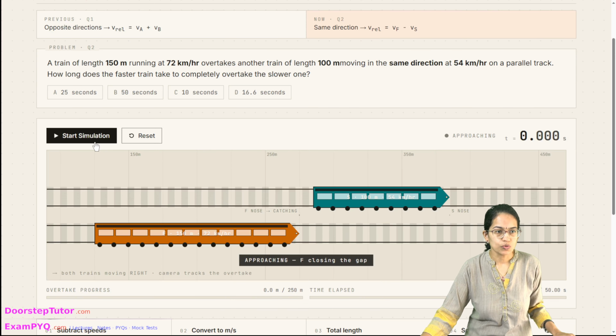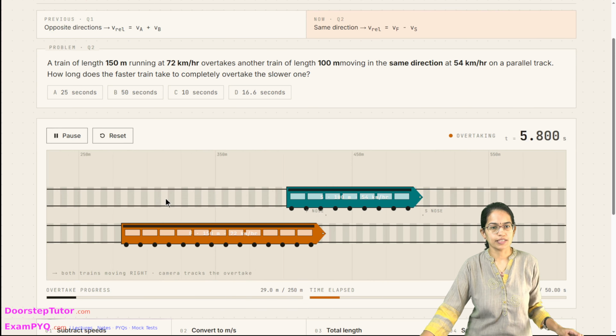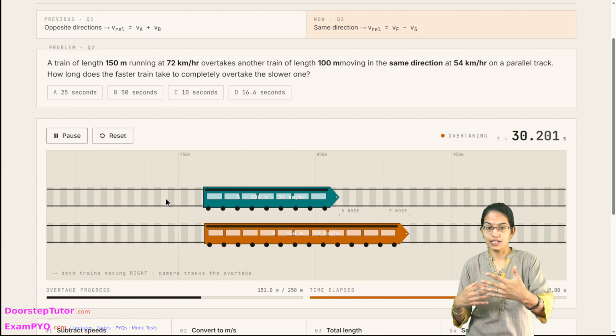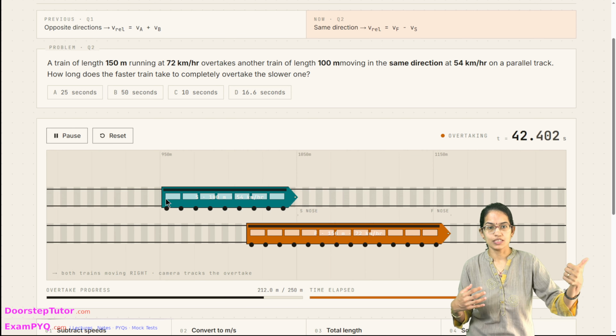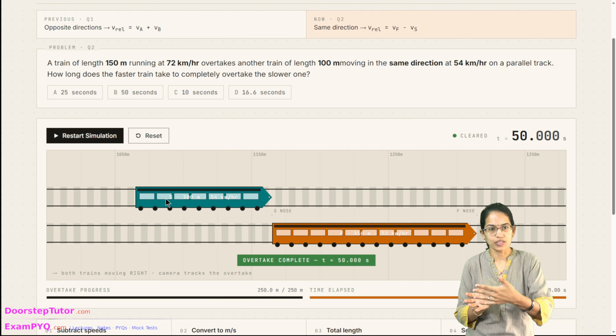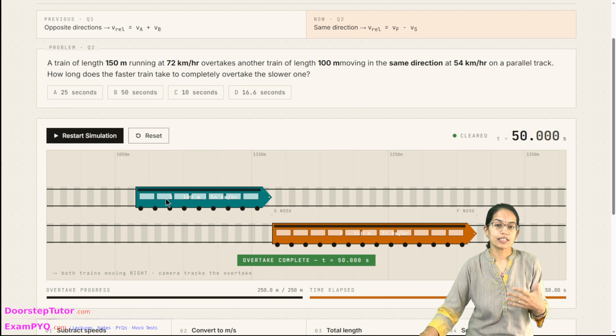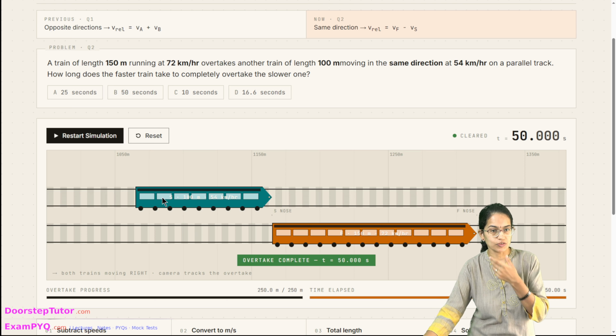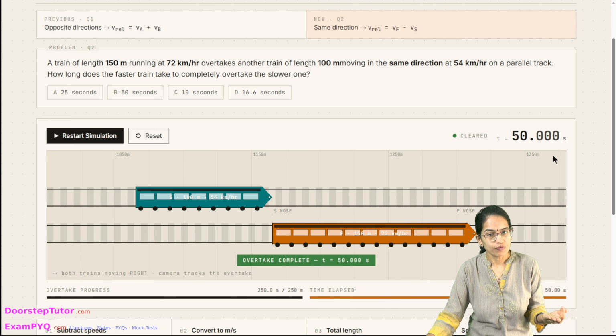Now we can do a simple simulation to help understand. The fast train actually overtakes the slow train. It appears that the slow one is moving in the opposite direction. It's not, actually both of them are moving in the same direction, but the fast train, since it's moving faster, would cross the slower train, and therefore we subtract the relative speeds. We don't add the relative speeds, and the total time taken, as we said, would be 50 seconds in this case.